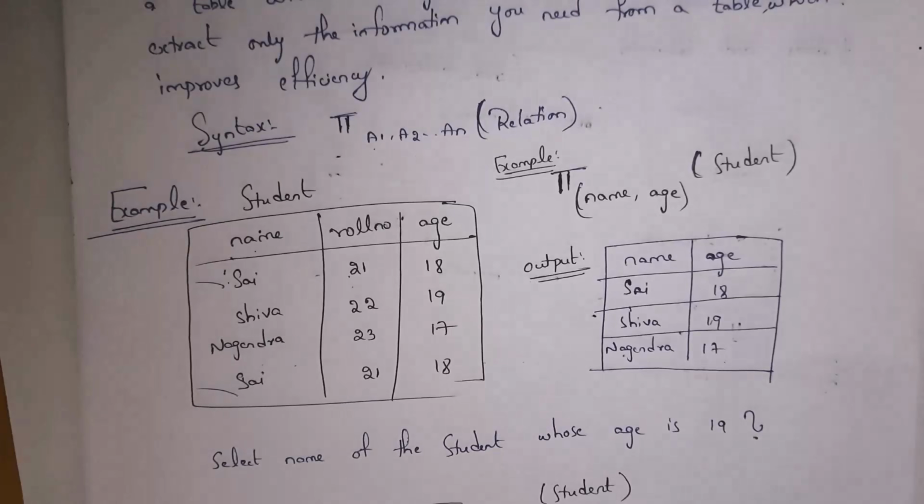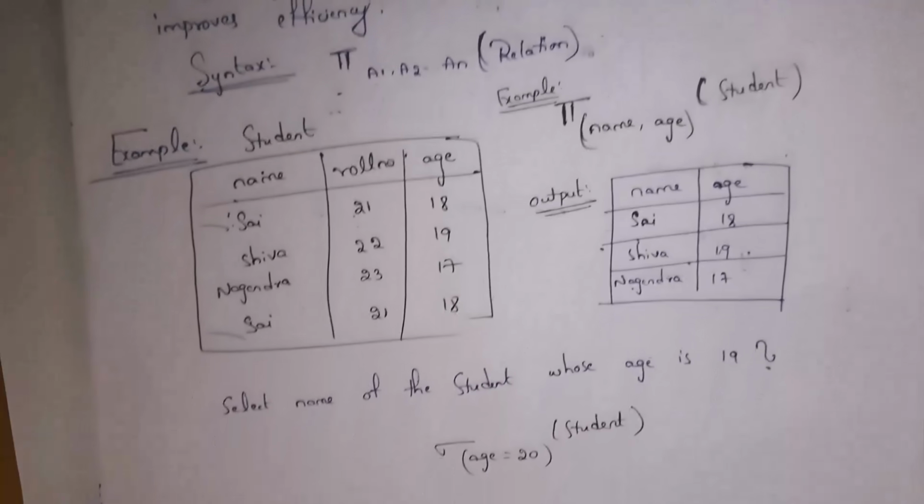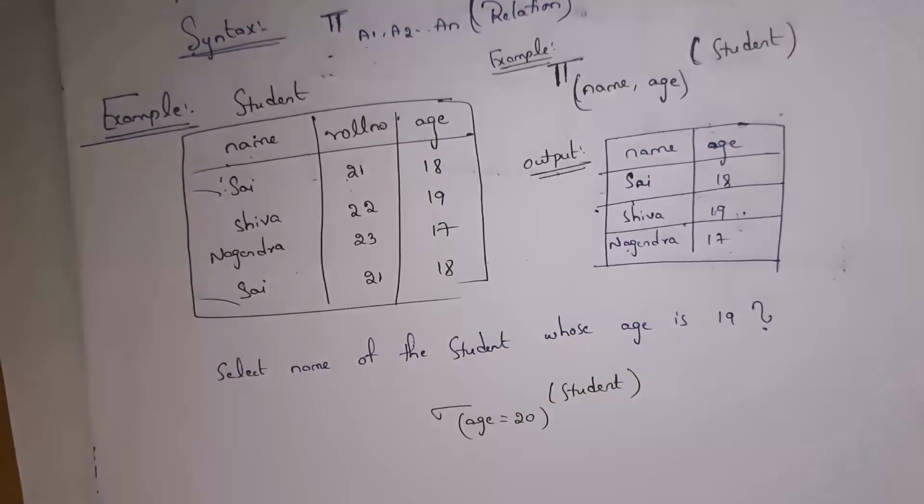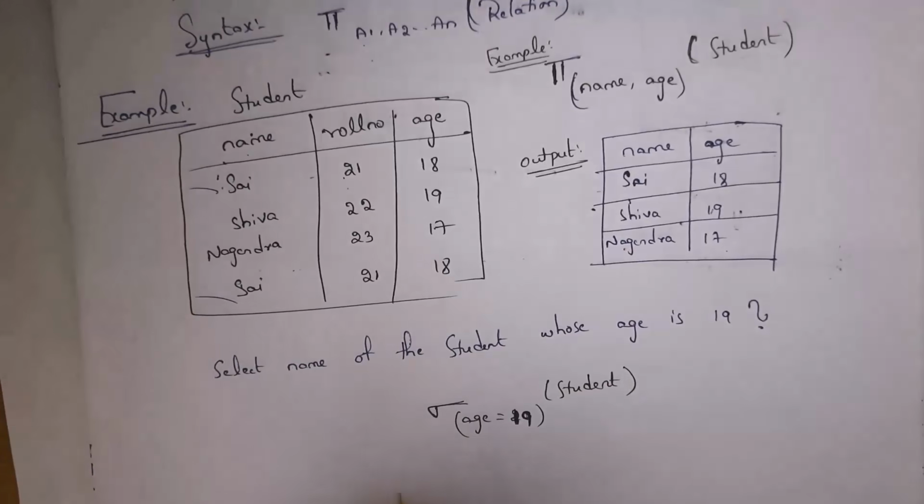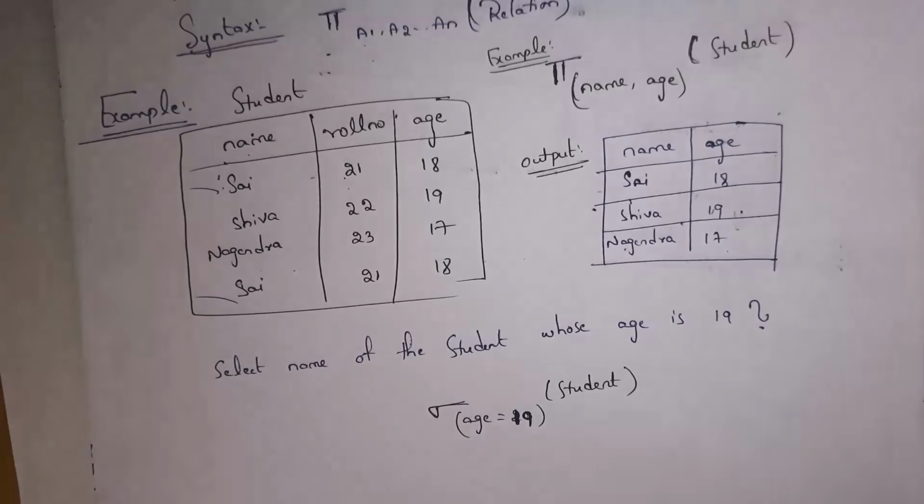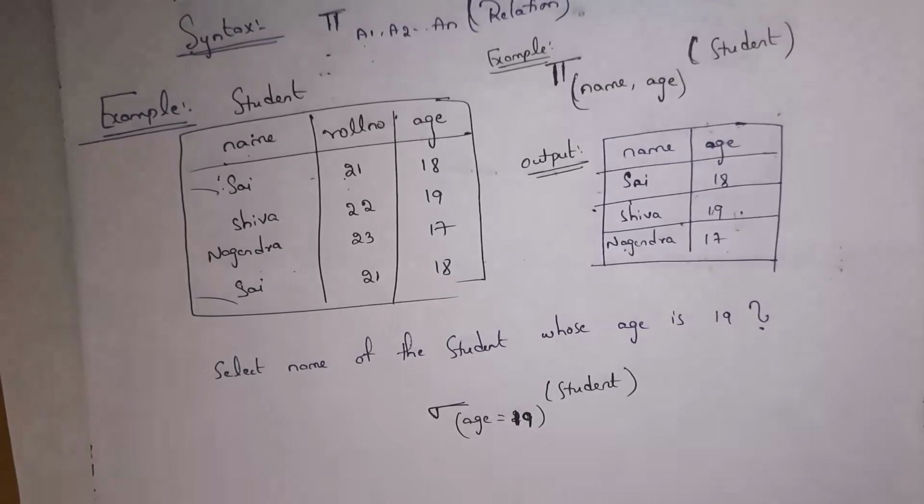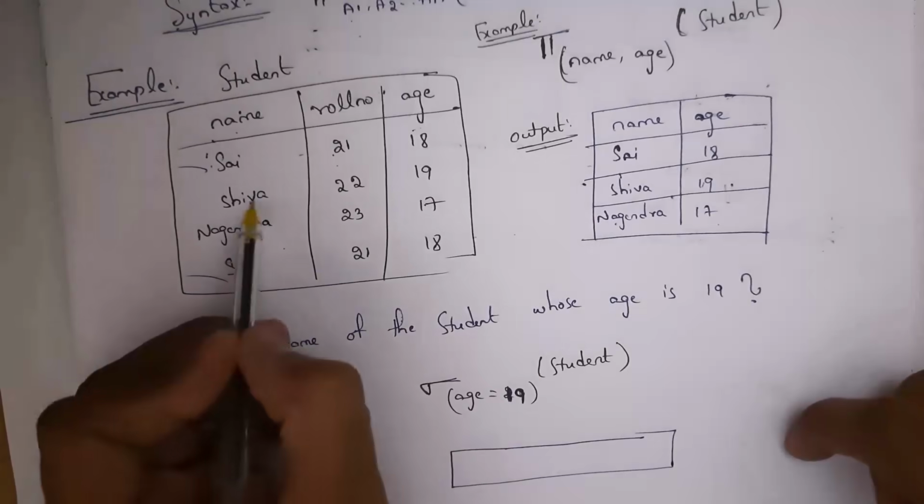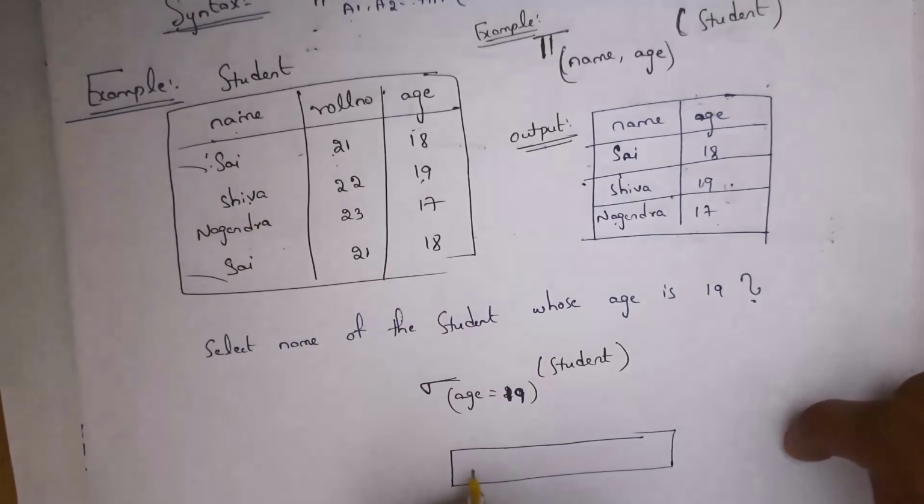This is projection operation. For example, there is a question like: select the name of the student whose age is 19. It should display only the name of the student whose age is 19. So just write sigma, and I am giving the condition age equal to 19, and the table name is student. This selection operation will display the entire record. So I will get output: here Shiva age is 19, so name Shiva, roll number 22 and age 19.